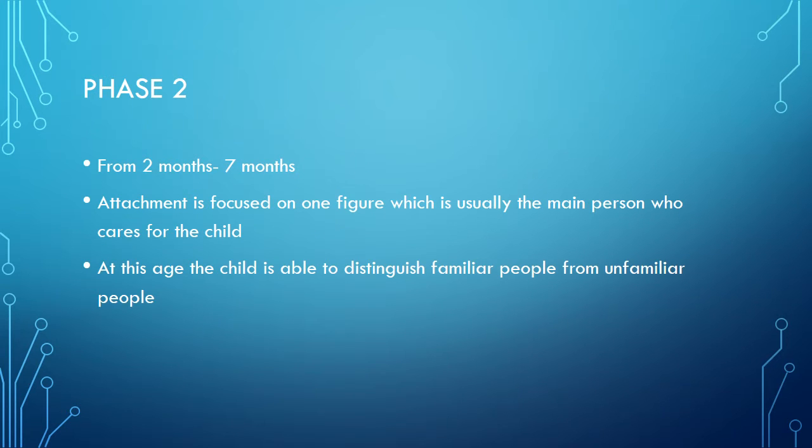Phase 2. From 2 months to 7 months. Attachment is focused on one figure, which is usually the main person who cares for the child. At this age, the child is able to distinguish familiar people from unfamiliar people.